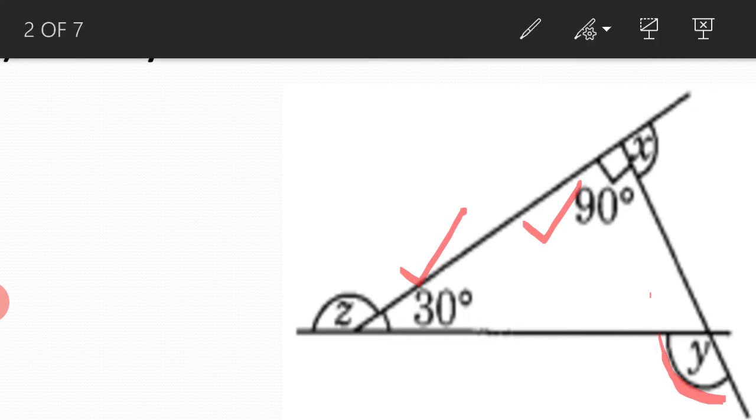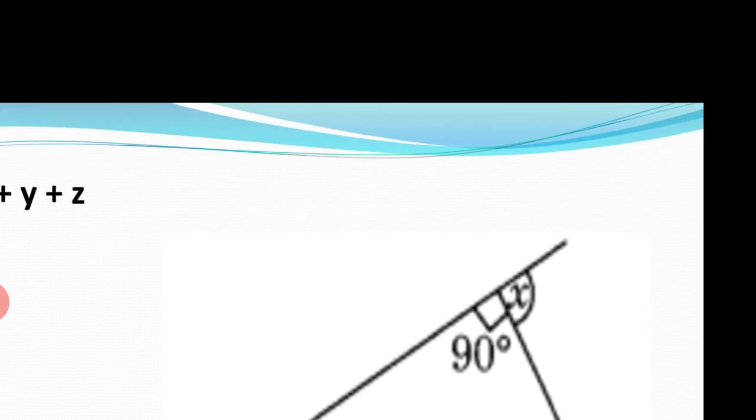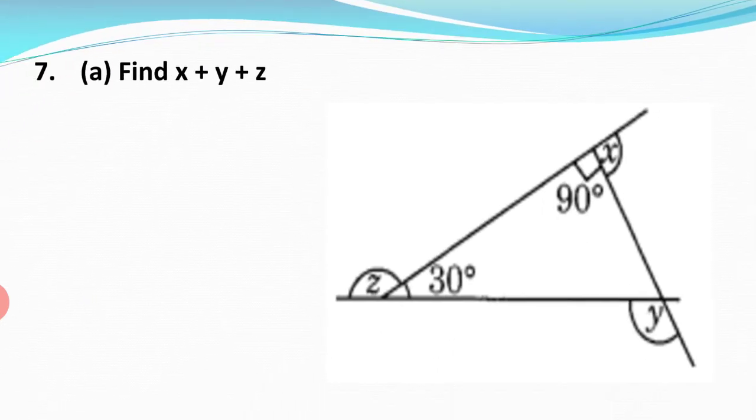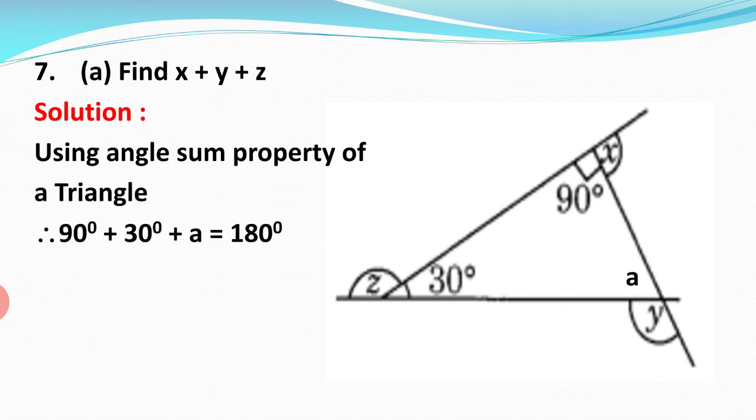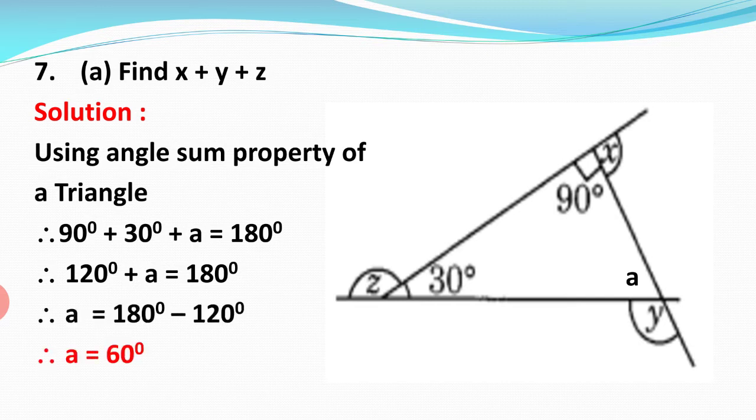Here we are going to use the angle sum property. First we find the unknown interior angle. We take it as another alphabet other than x, y, z, say a. Using the angle sum property of a triangle, we write 90 degree plus 30 degree plus a is equal to 180 degree. Solving as an equation, we get 120 degree plus a is equal to 180 degree, so a is equal to 180 degree minus 120 degree. So a is equal to 60 degree.